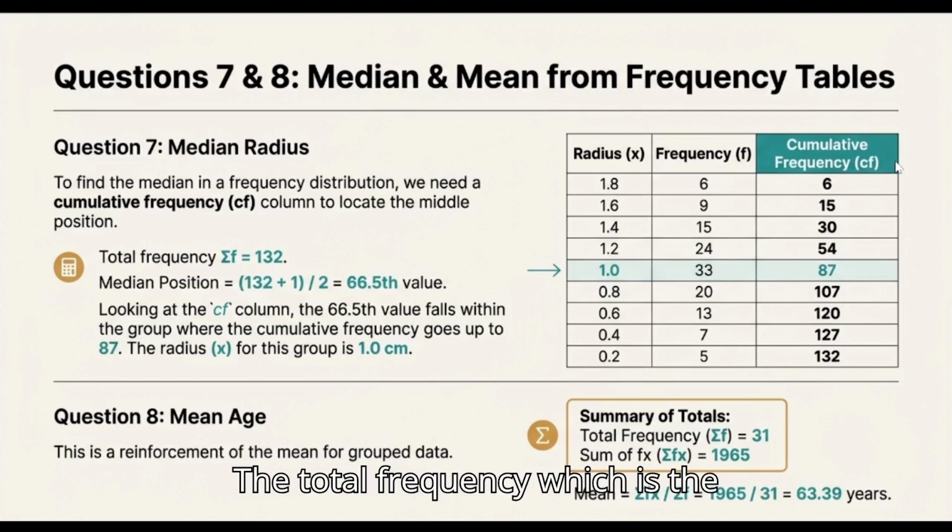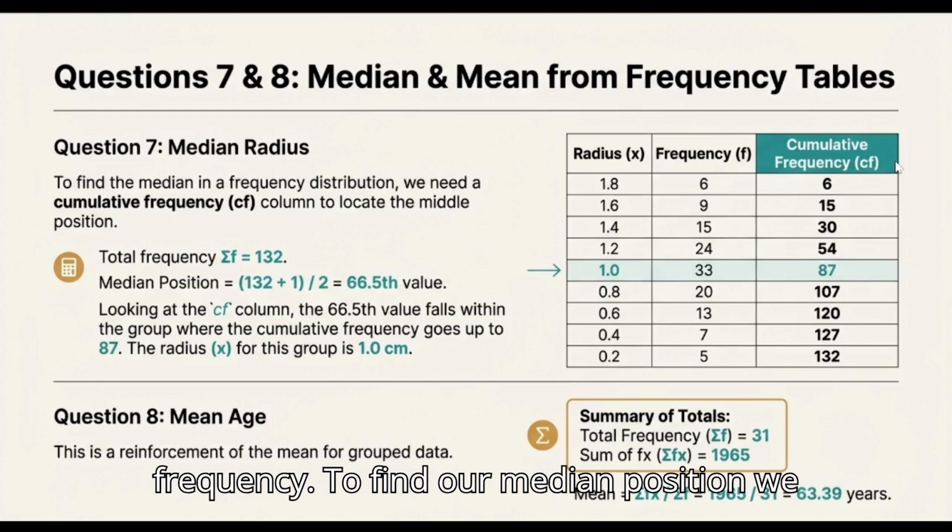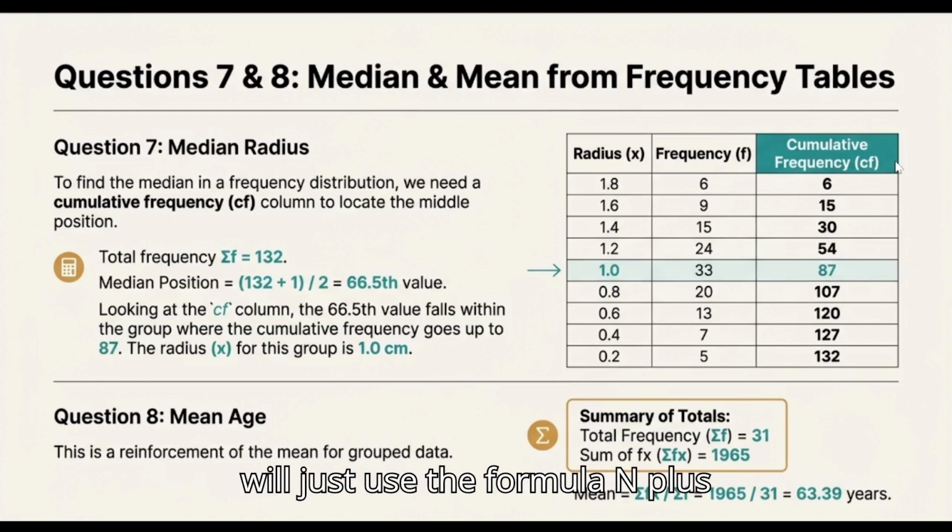The total frequency, which is the summation of f, is 132 after we added all the values of the frequency. To find our median position, we will just use the formula n plus 1 divided by 2. 132 plus 1 divided by 2 is 66.5. That means our median position is in this value.